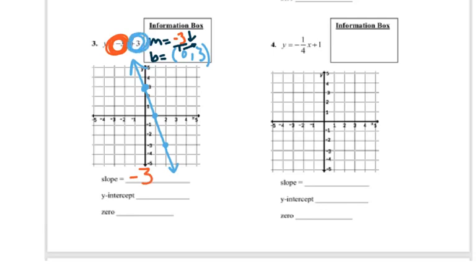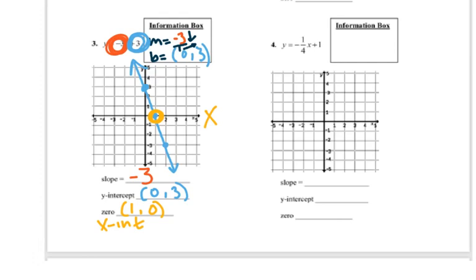Y-intercept. Here's the y-intercept. It goes in the back of your ordered pair. That word 0, again, 0 is your x-intercept. Here's the x-axis. Here's where it touched the x-axis. My x-intercept is 1, 0. 0 is your x-intercept.